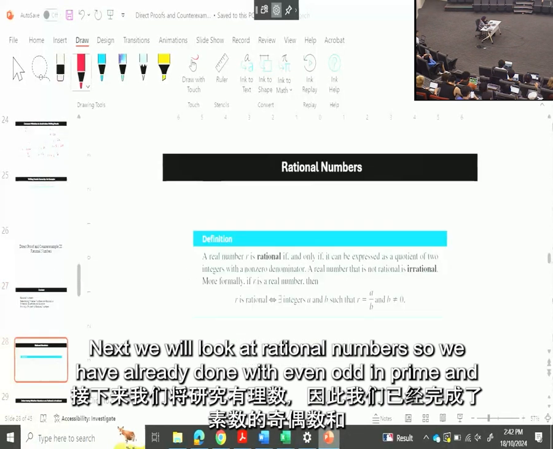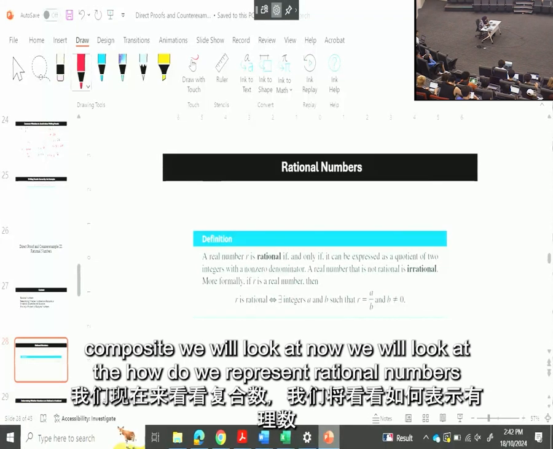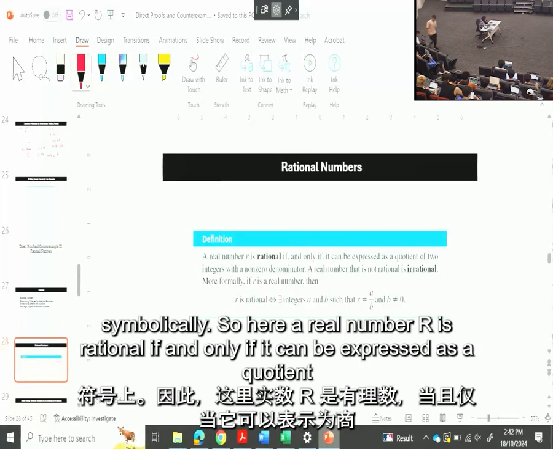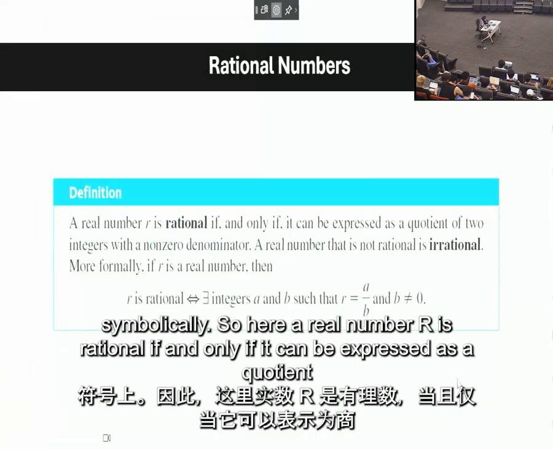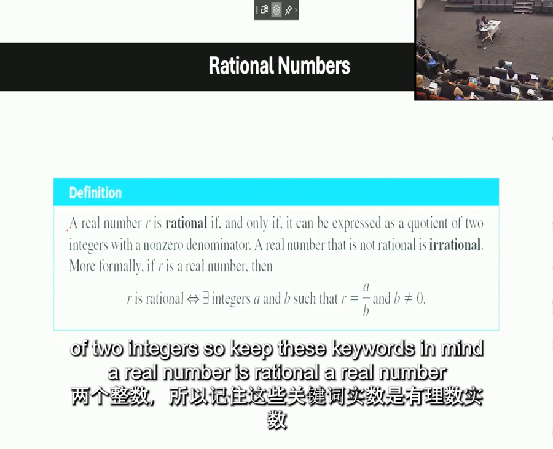Next, we will look at rational numbers. So we are already done with even, odd, prime and composite. Now we will look at how we represent rational numbers symbolically. So here a real number r is rational if and only if it can be expressed as a quotient of two integers. So keep these keywords in mind.